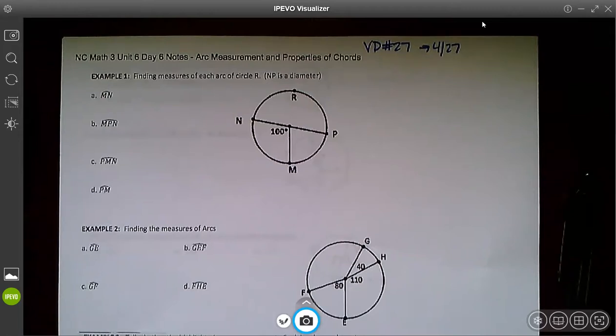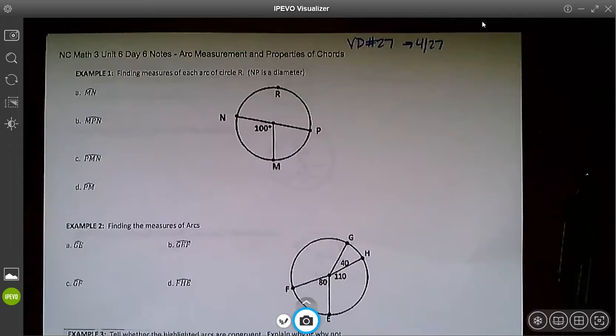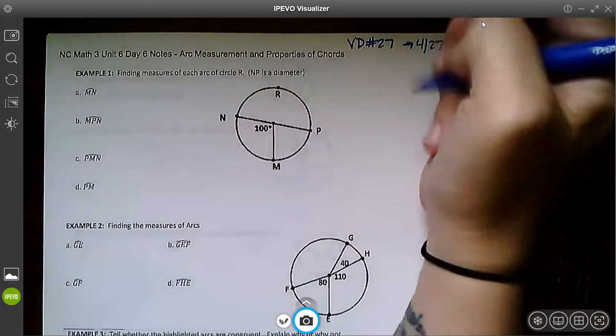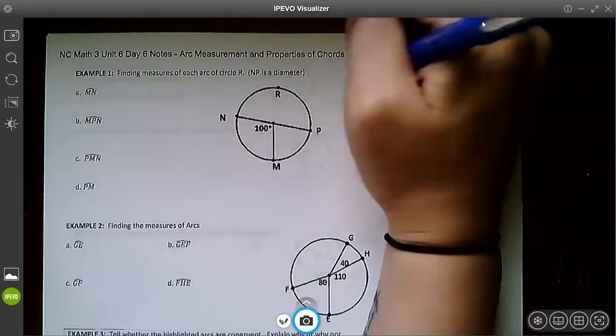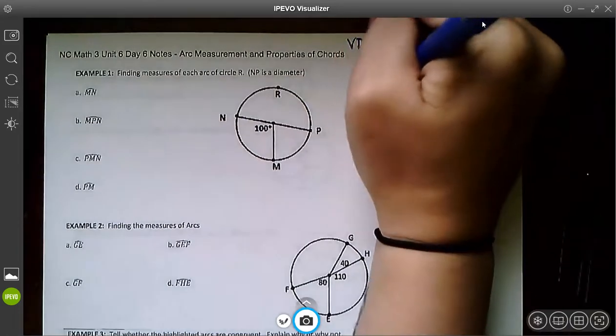More circles. So day 6, this is arc measurement and properties of chords. We are starting off by finding the measure of each arc of the circle. The central angle, an angle whose vertex is at the center, is congruent to the arc. So the measure of the central angle is congruent to the measure of the arc. Let me make a note of that over here.